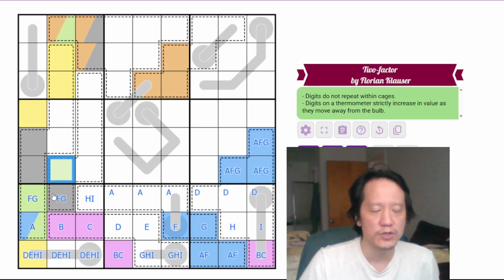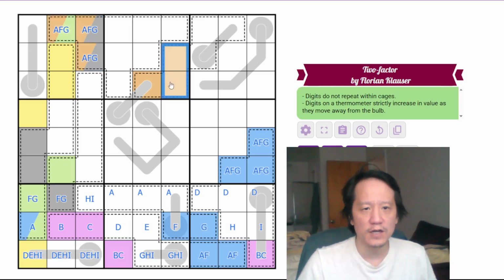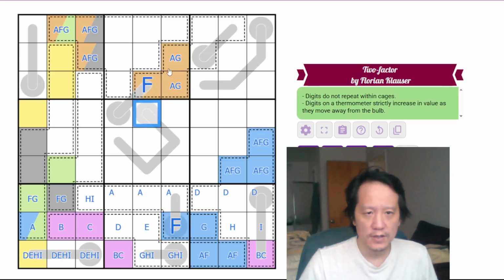Where can this be then? We know it's one of these two. It cannot match any of these. It must be one of these. So these are all A, F, and G, which means this is A, F, and G also. This cannot be F, obviously, so this is an AG pair, which forces this to be F. So this is F and that's F. This is an AG pair, so this cannot be A. F can't be here.